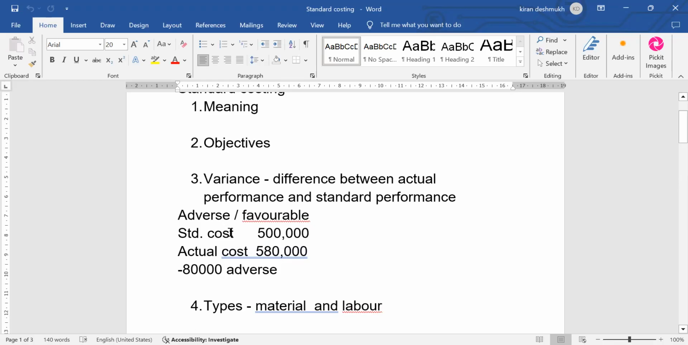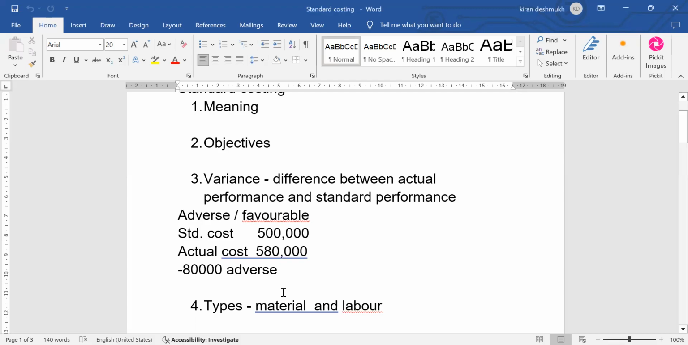In this case, standard cost is 5 lakhs, whereas the actual cost is 5,80,000. When we did the actual production, 80,000 more was spent, so 80,000 is a minus. We will consider this as adverse. The difference is adverse.